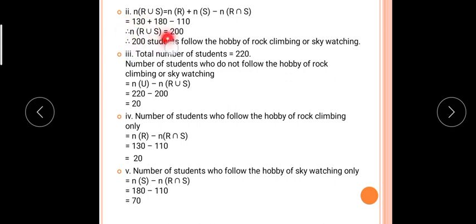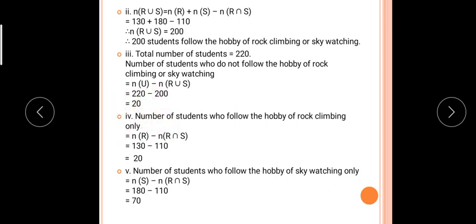What is the meaning of n(R union S)? It means the number of students who are following rock climbing as well as sky watching, and it is 200. But how many students are there in total? There are 220. So subtracting 200 from this, you will get 20. It means that there are 20 students who do not follow any hobbies.